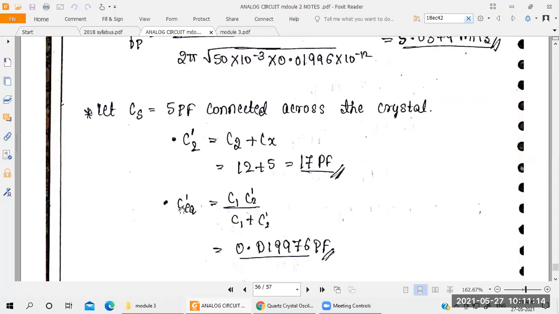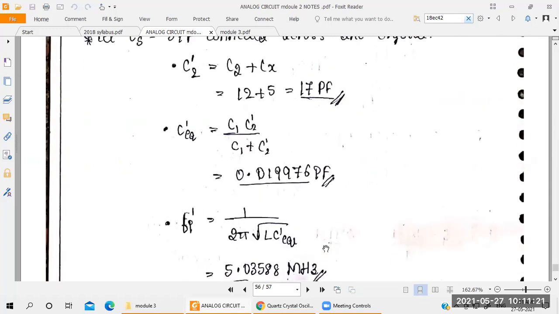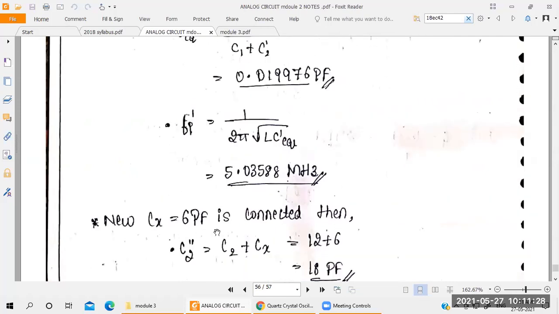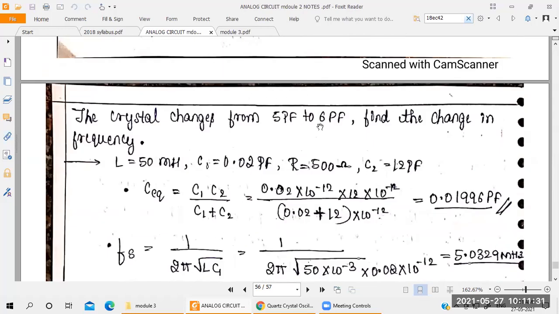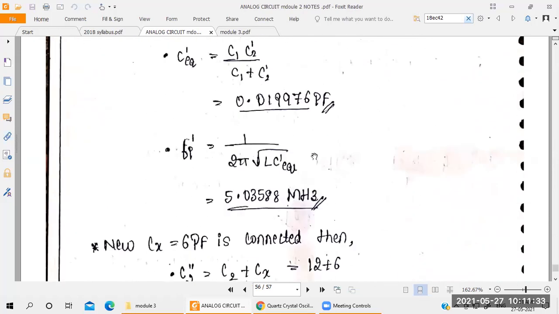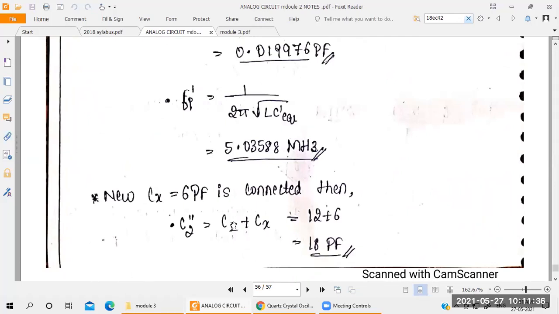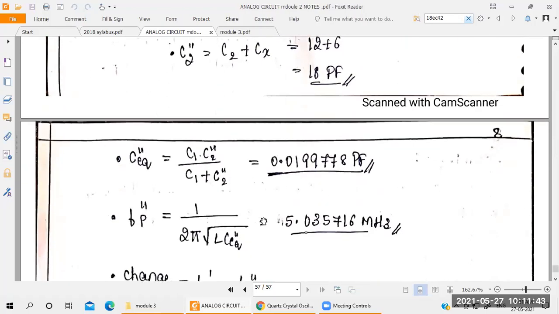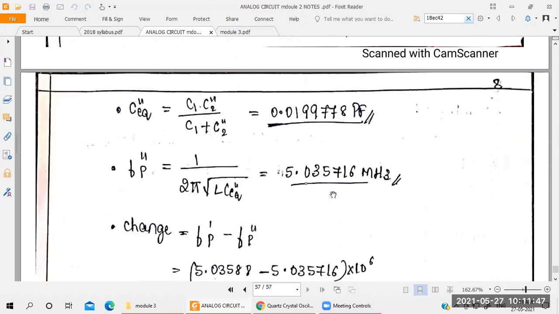Substituting this, find the C equivalent: C1 into C2 dash divided by C1 plus C2 dash. We get almost 0.01999 picofarad. Find Fp1. We get 5.025 megahertz. Do the same for 6 picofarad. Take C2 plus 6 picofarad, 12 plus 6 is 18 picofarad. Then find the C equivalent and substitute in Fp. We get 5.035 megahertz. Almost these are equal.